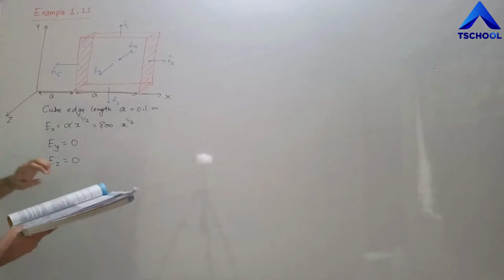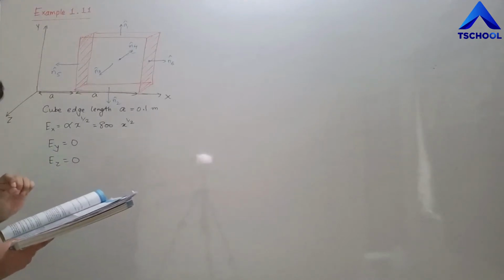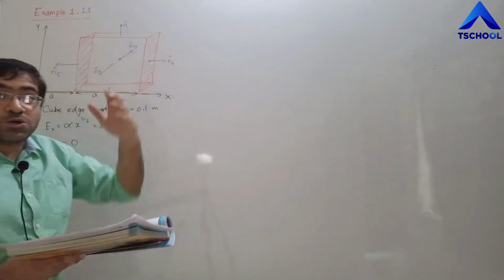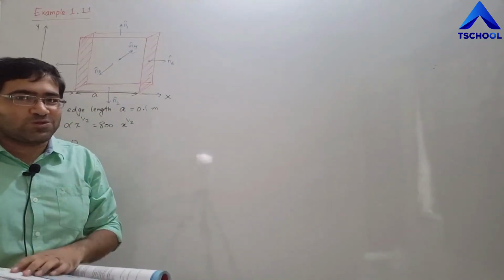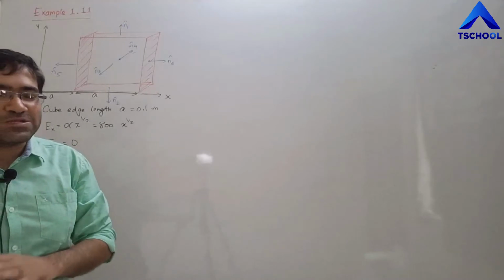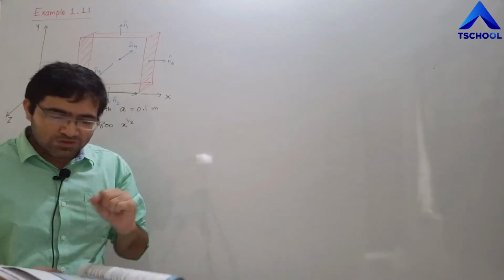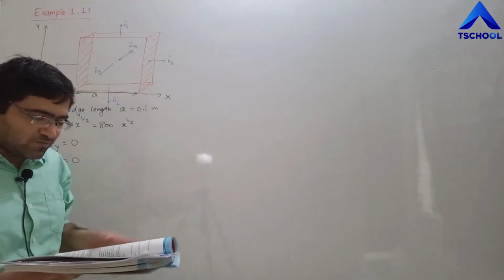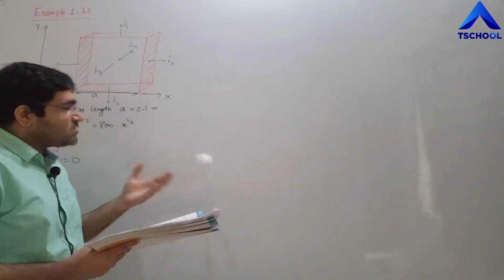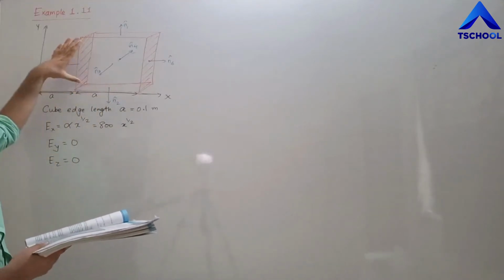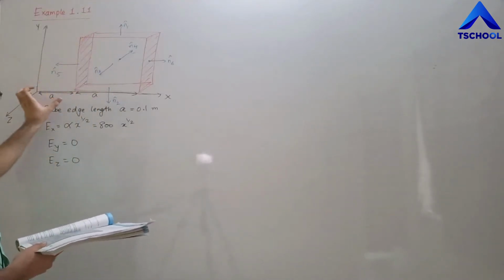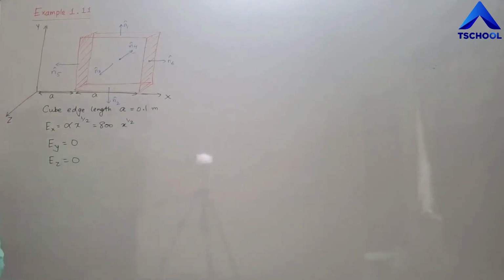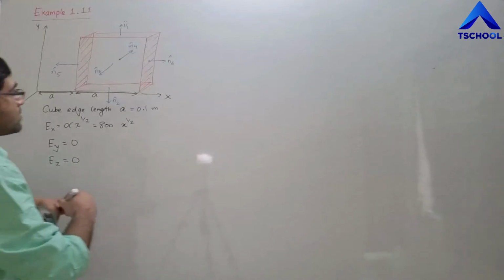Okay, so let's continue. Calculate A, the flux through the cube. So this cube is a closed surface, right? We have to find out what is the electric flux through that cube. And B, the charge within the cube. Well, let's start with A, and it's given that the length of the side, or edge, of the cube is a, which is given to be 0.1 meter, right? So let's start with part A of this problem.